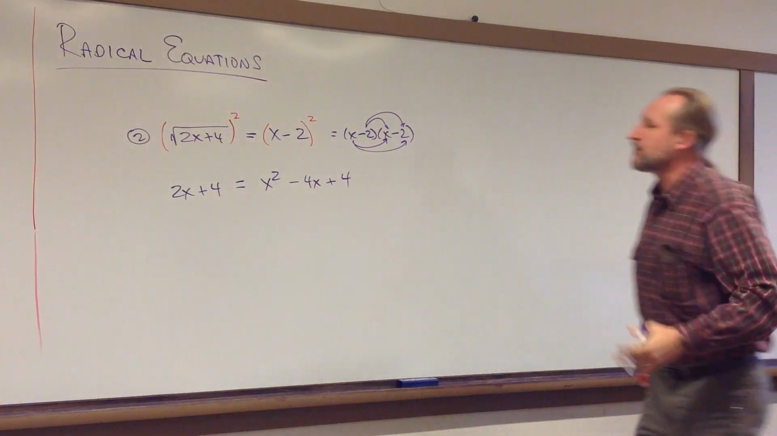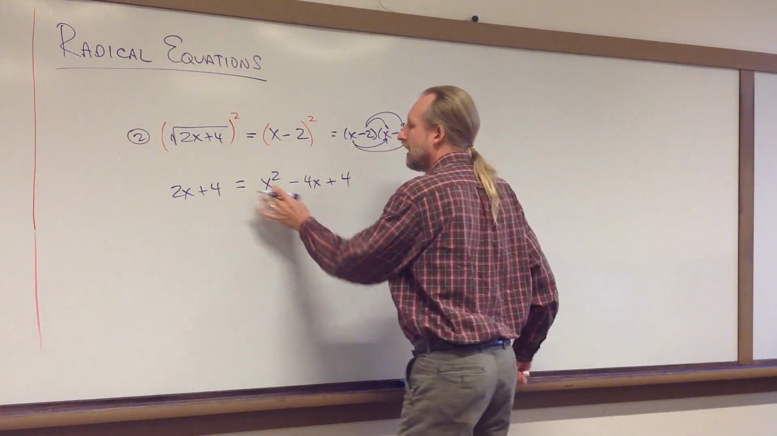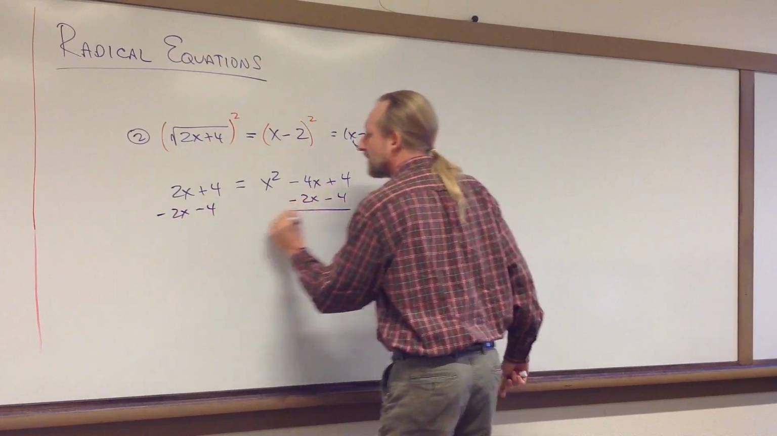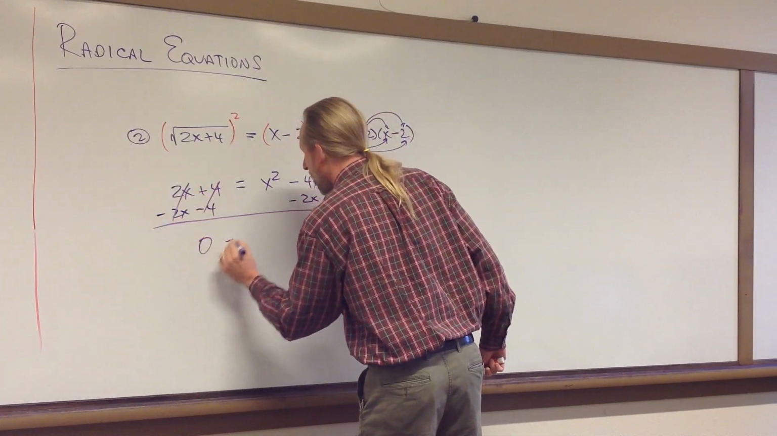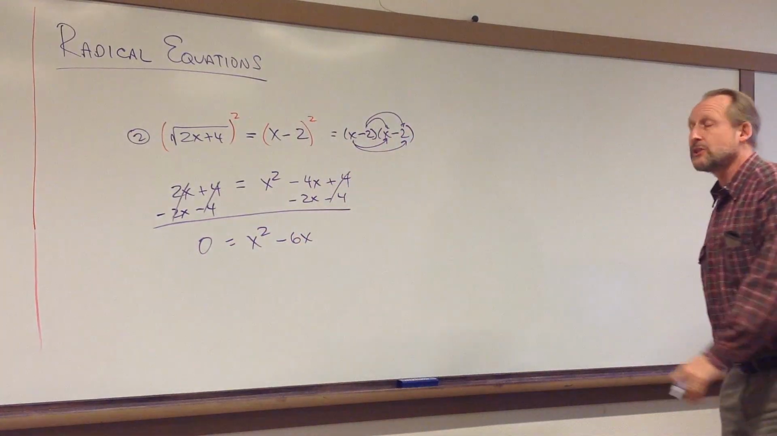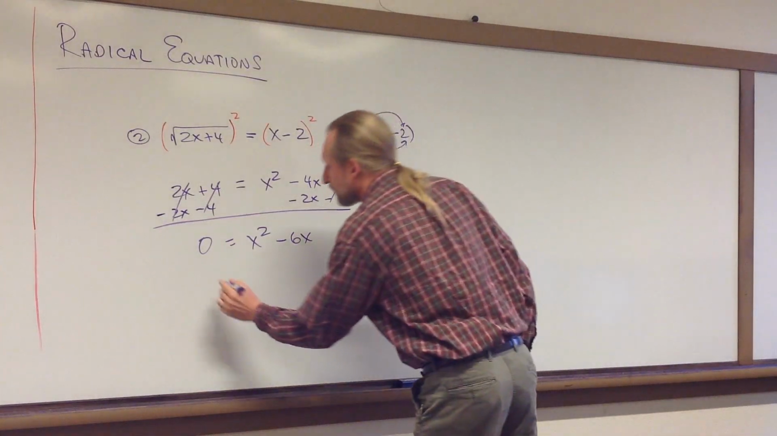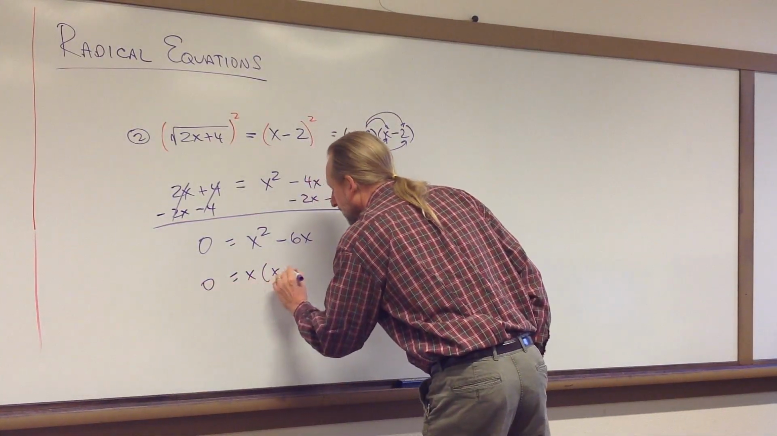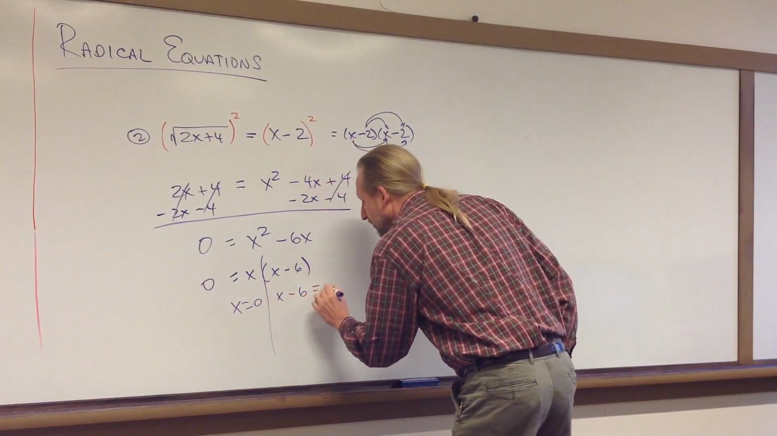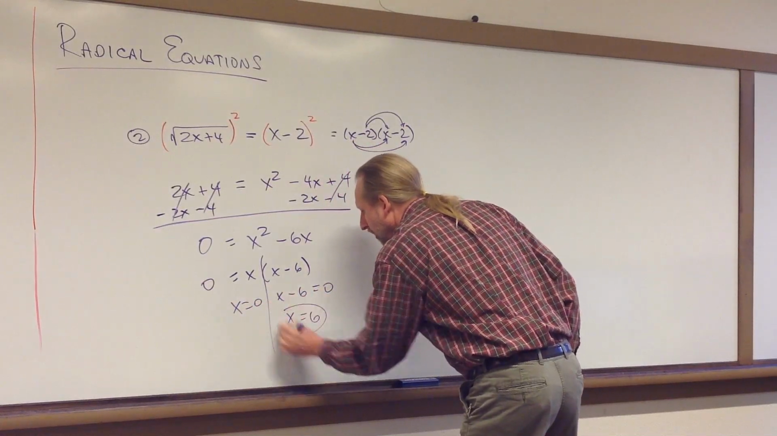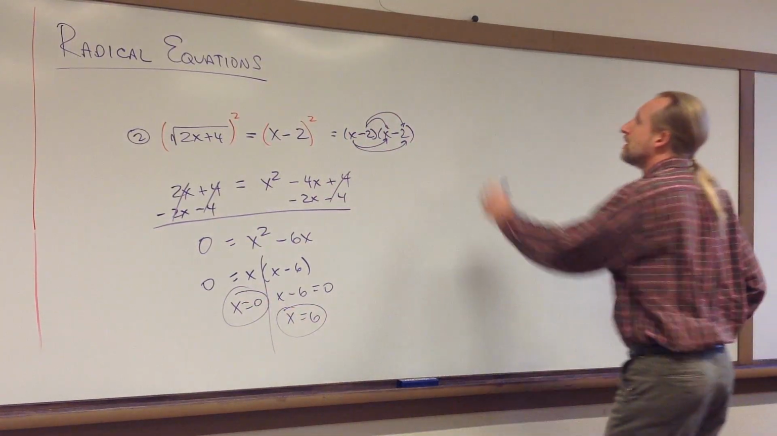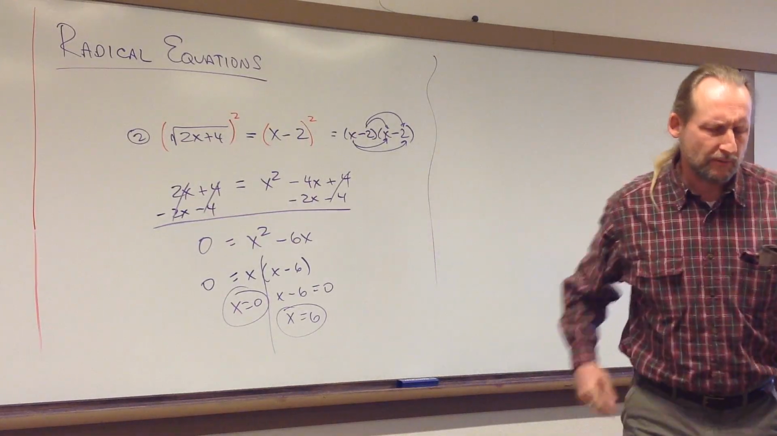Then we want to move everything over onto this side with the x squared. Minus 2x minus 4. So then we get x squared minus 6x. And the 4's cancel each other out. And we can solve this by factoring, x times x minus 6. And so our answers here are x equals 0 or x equals 6. Okay. Let's look at a few more problems here.